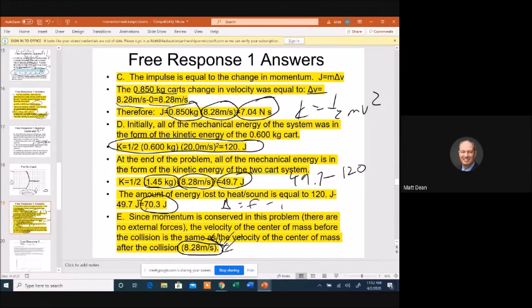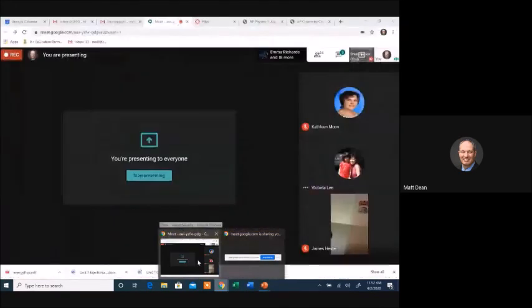All right, that's where we're going to stop today. Let's take a minute and take any questions you might have. And remember, next time we're going to talk about elastic collisions, and we have two more FRQ questions that we're going to work through. One of those is a bit tricky. Do you have questions from anyone?